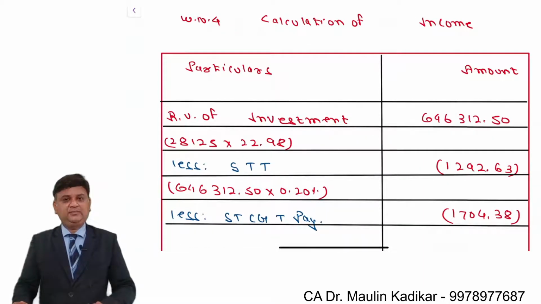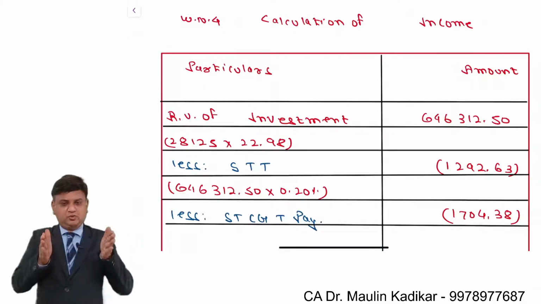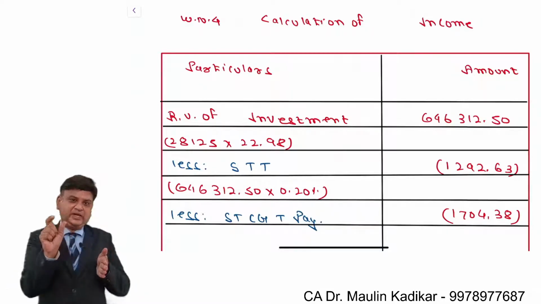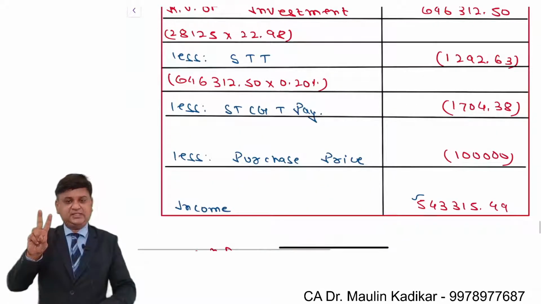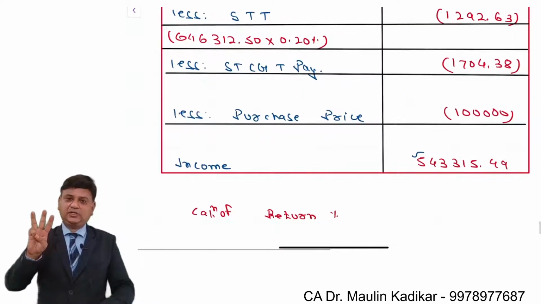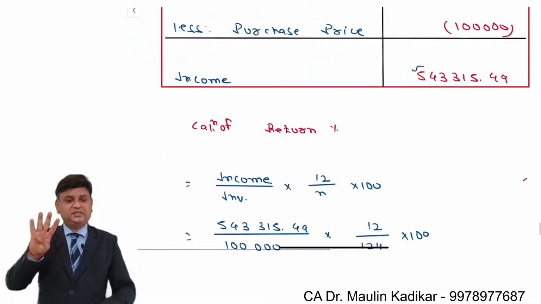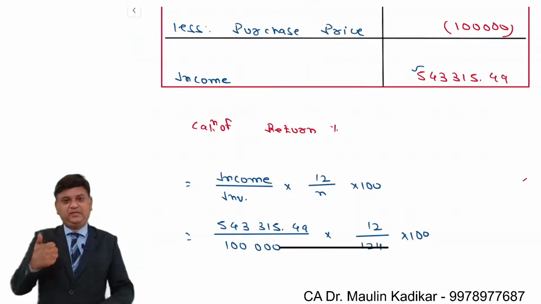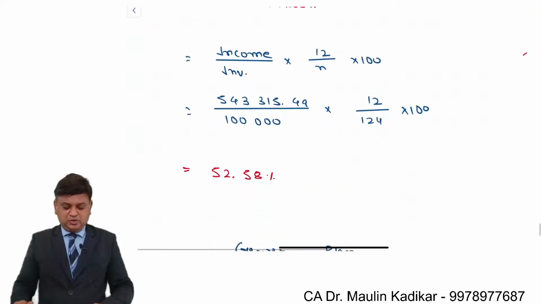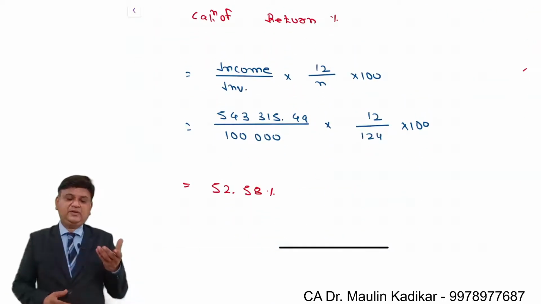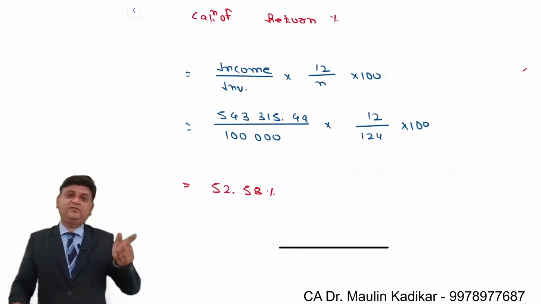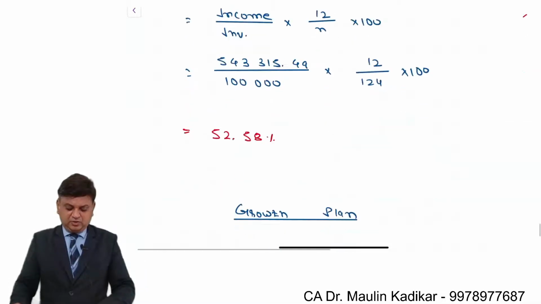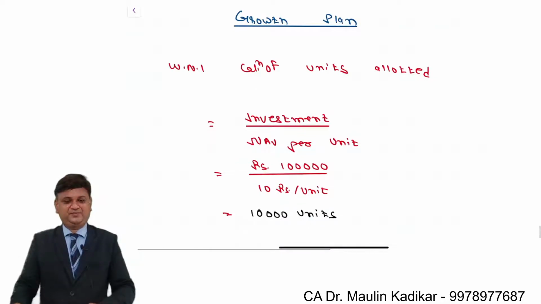Then calculation of the income. This is an important working note. The total number of units that will be redeemed into NAV per unit, that is the redemption value, minus the STT, minus the short-term capital gain tax payment, minus the investment that you had made, and with that you get the income. So the return is, let's say, 5,43,000 approximately is the income on investment of 1 lakh into 12 divided by n. That is the way you are converting that into annualized terms, into 100 for getting the answer in percentage terms.